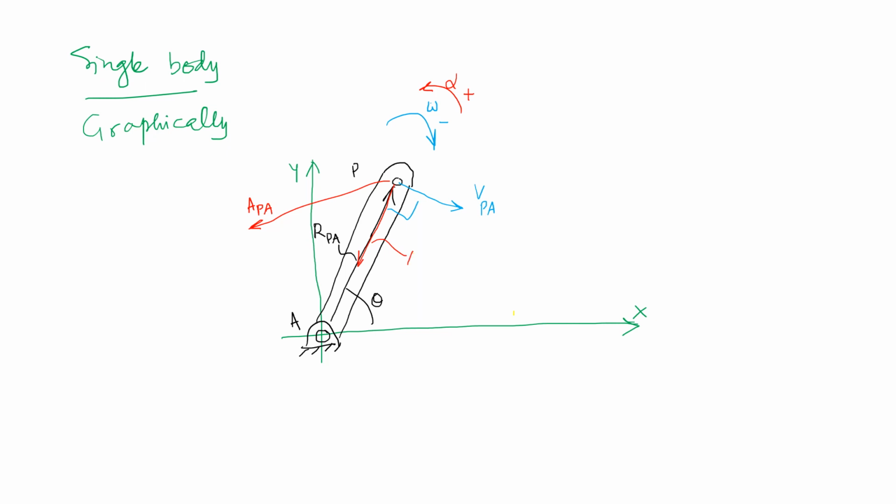So this is APA normal. And the other component is going to be the tangential component. This may look something like this. APA tangential. Now obviously graphically we have defined the position as well as velocity as well as acceleration over here. So now the analytical approach.